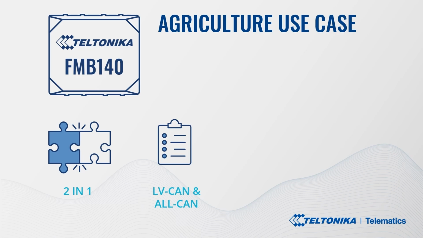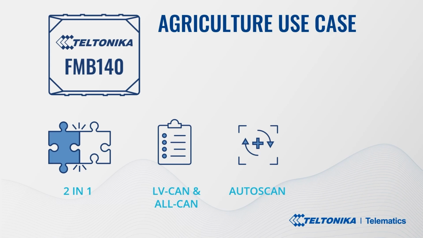FMB140 has two CAN firmware versions. For light vehicles, we call it LV-CAN, and for heavy and special vehicles, we call it All-CAN. LV-CAN supports more than 1,500 light vehicles. All-CAN supports more than 1,500 light vehicles and more than 1,300 heavy and special vehicles. For every supported vehicle, we provide a connection manual with real mounting photos and a list of supported parameters for each model. There were vehicles that we don't have on the list, so the client used the autoscan function.